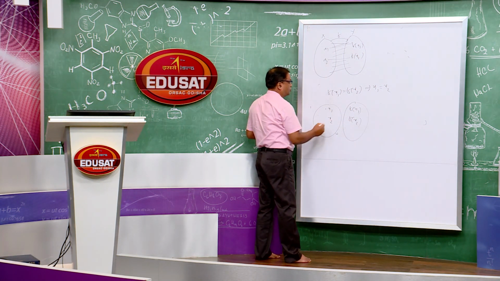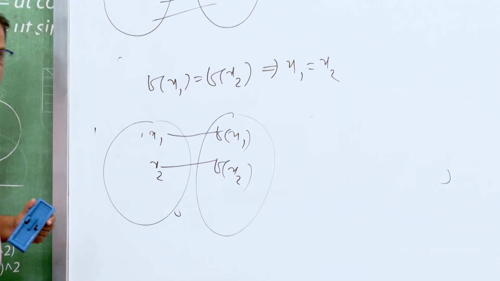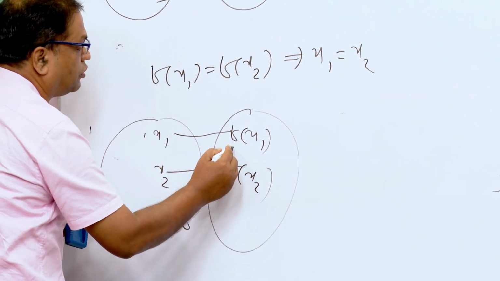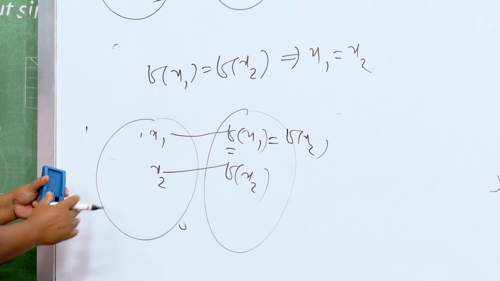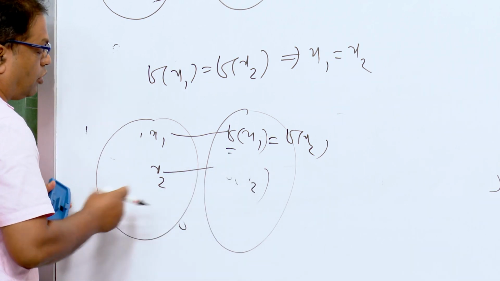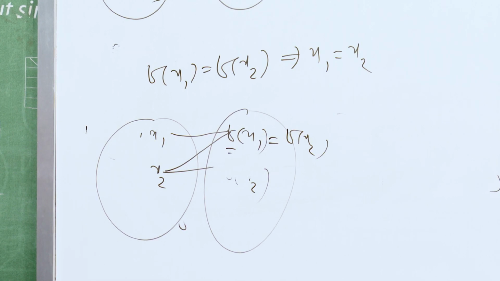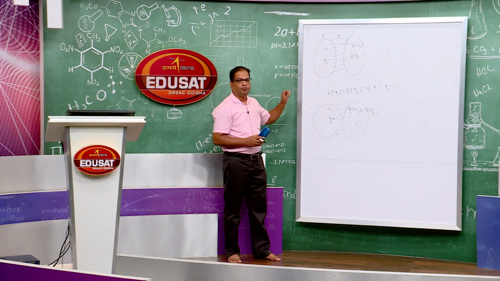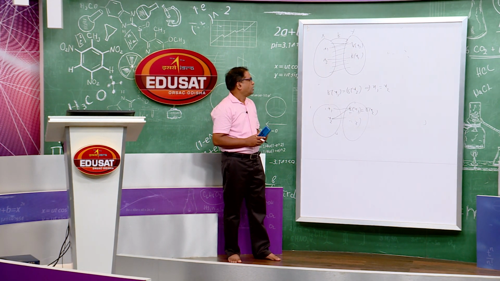x1, x2. Now, x1 goes to f(x1), x2 goes to f(x2). Suppose f(x1) is equal to f(x2); in that case, if x1 is not equal to x2, then the function will not be one-one, that will be many-one. So when a function is one-one, if f(x1) is equal to f(x2), then we will show x1 is equal to x2.